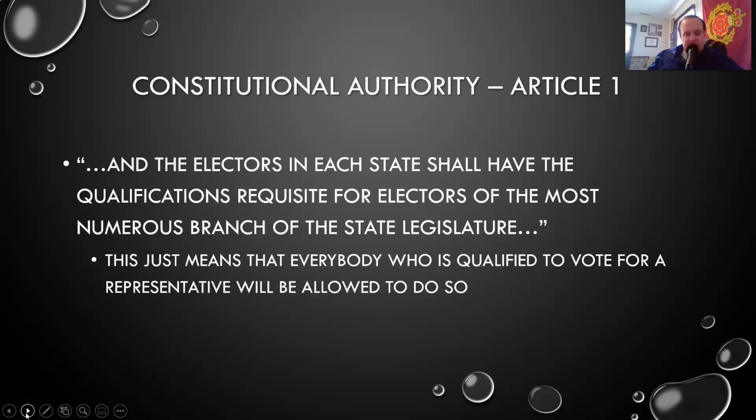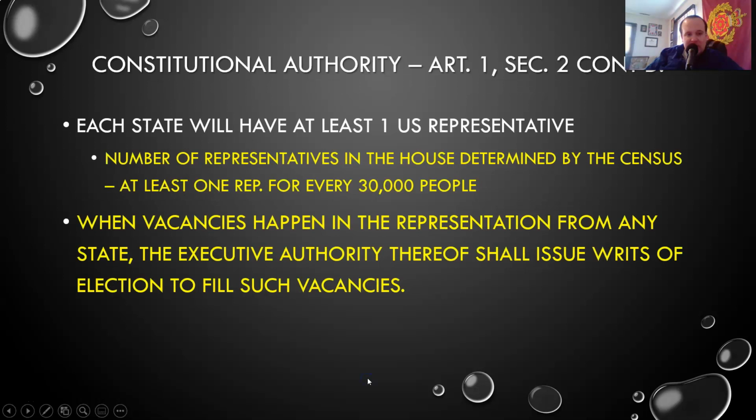Article 1 also says, and the electors in each state shall have the qualifications requisite for electors of the most numerous branch of the state legislature. So this is just 18th century speak for anybody who is qualified to vote for a representative will be allowed to do so. That's all. I know sometimes the jargon can get a little bit confusing, so I wanted to break that down.